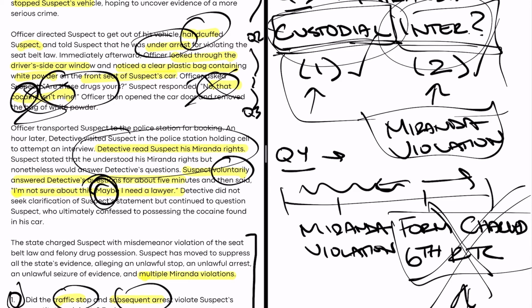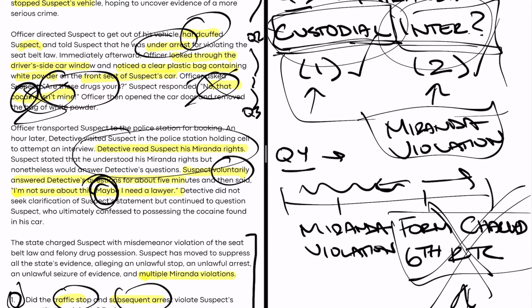And we get this idea of the fruit of the poisonous tree doctrine, where if there's a Fourth Amendment violation, a Fifth Amendment violation, or a Sixth Amendment violation, derivative evidence obtained as a result of those violations is tainted as fruit of the poisonous tree. So in a lot of instances, unless an exception applies, the derivative evidence along with the original violation are all suppressed. They're all inadmissible.